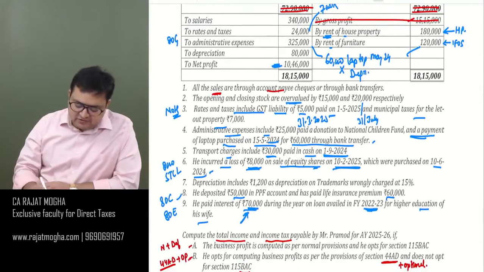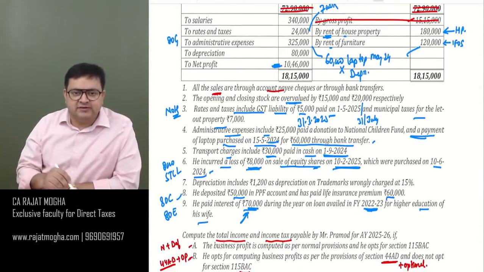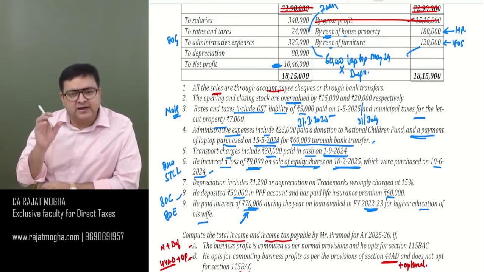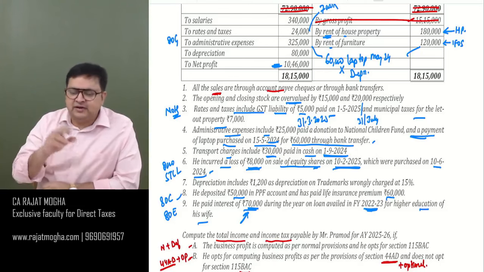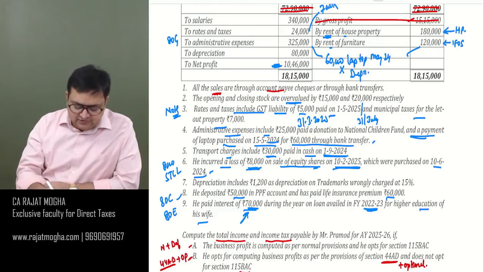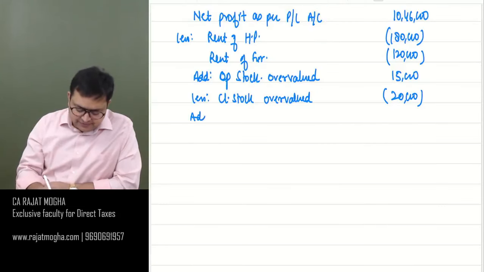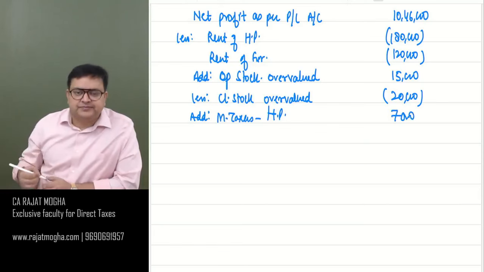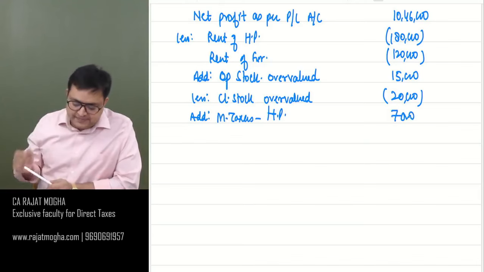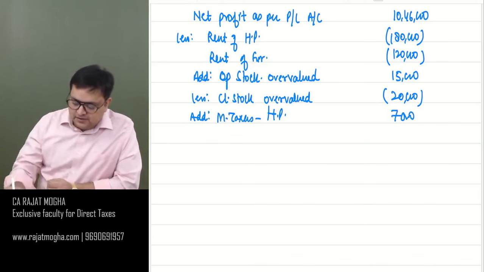Municipal taxes of 7,000 was also debited. So that is not a PGBP expense. It is also debited in my P&L account. It is disturbing my P&L account. Anything which is disturbing my P&L account, I will say no. So 7,000 was debited. I will say no, it is not my correct expense. So I will add municipal taxes related to house property, 7,000. I am deleting my expense. My profit will increase.